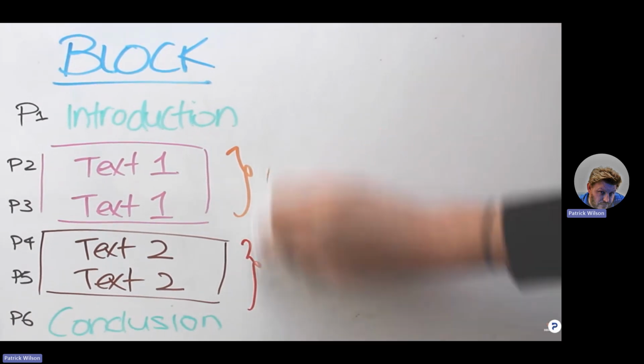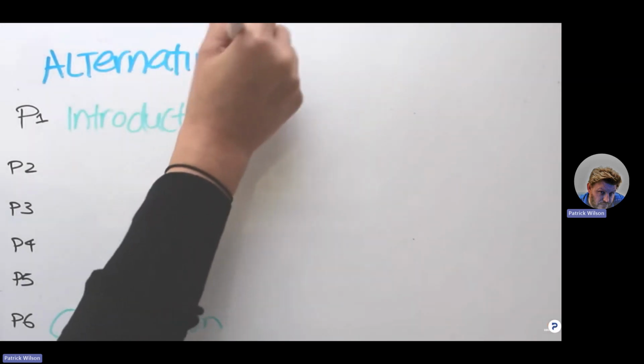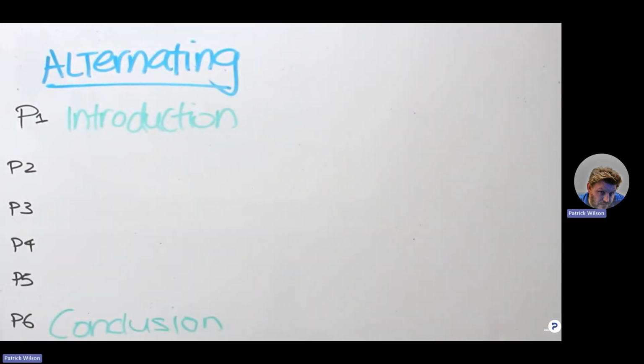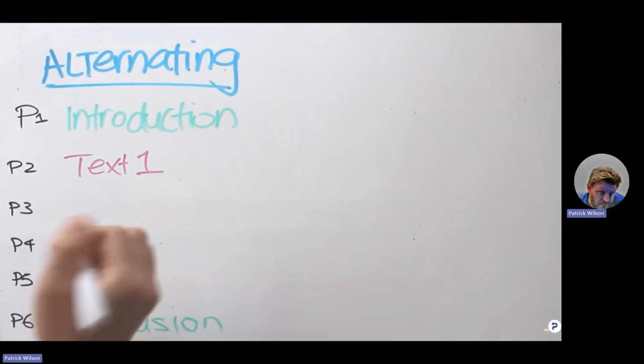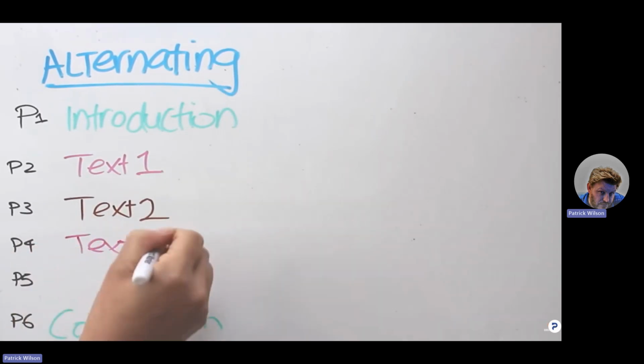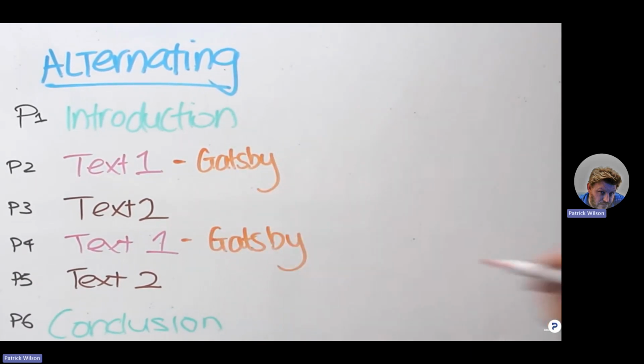Now let's have a look at our second essay structure, which will be an alternating essay structure. I've left introduction and conclusion behind because they still exist in all of the three different types of essay structures. However, what we're doing now is alternating between the texts rather than placing them in chunks or blocks. So paragraph 2 is text 1, paragraph 3 text 2, paragraph 4 text 1, paragraph 5 text 2. Text 1 is Great Gatsby and text 2 is Macbeth.